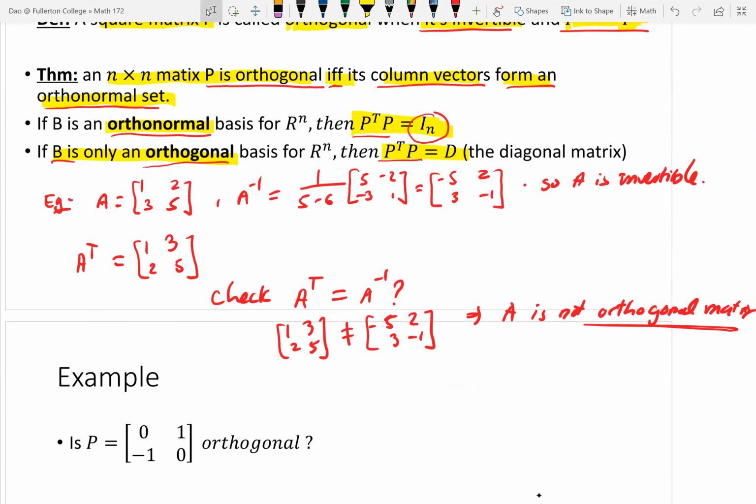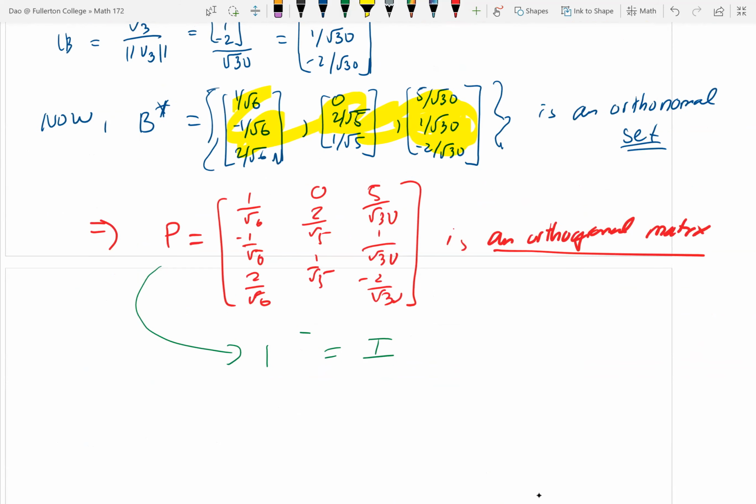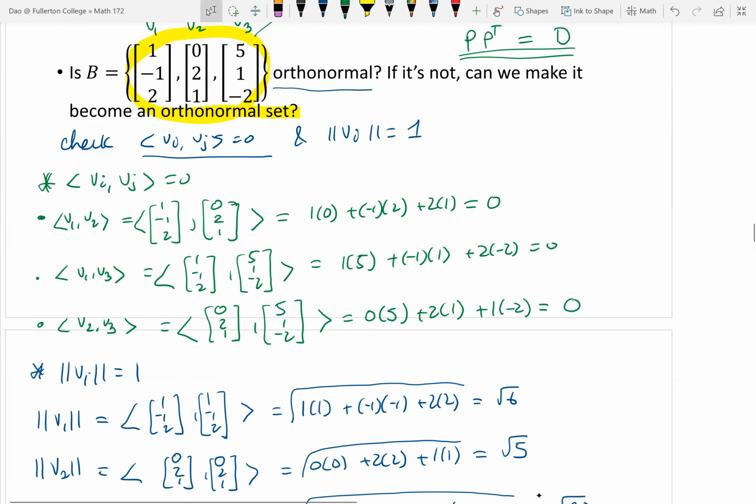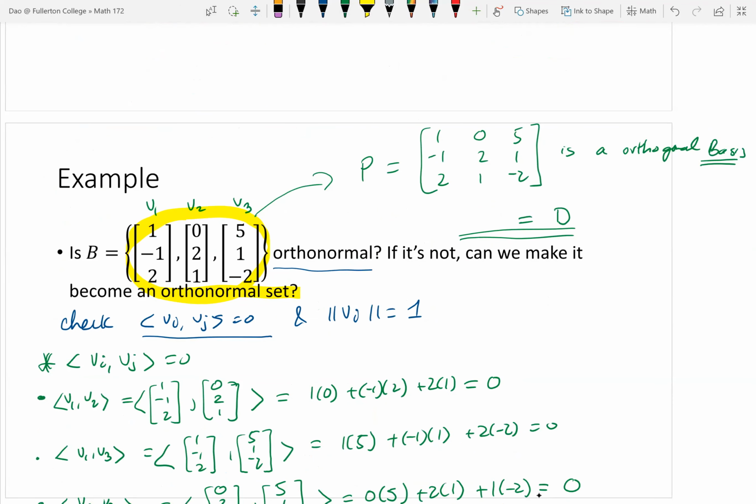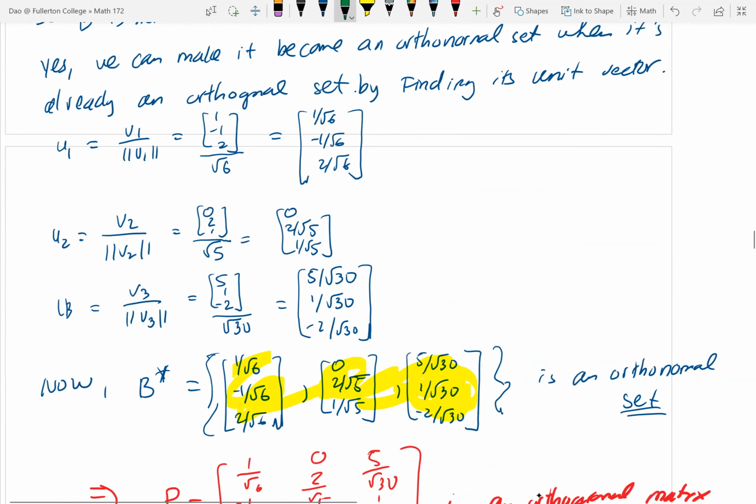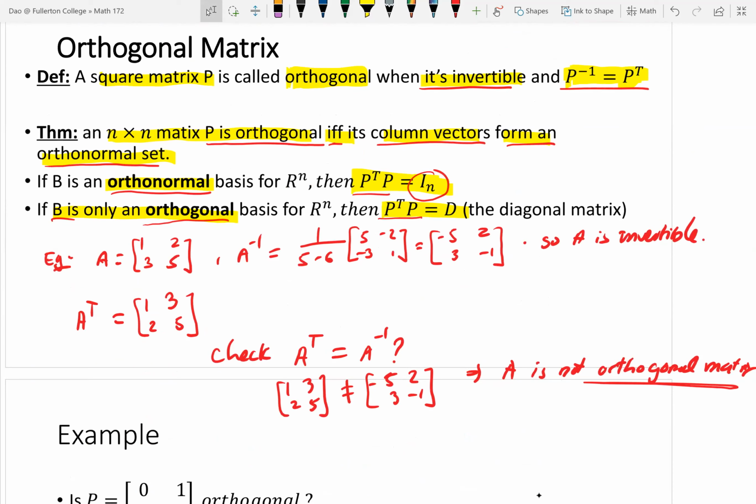Okay, P transpose times P. Very important. P transpose times P. I hope that makes sense.